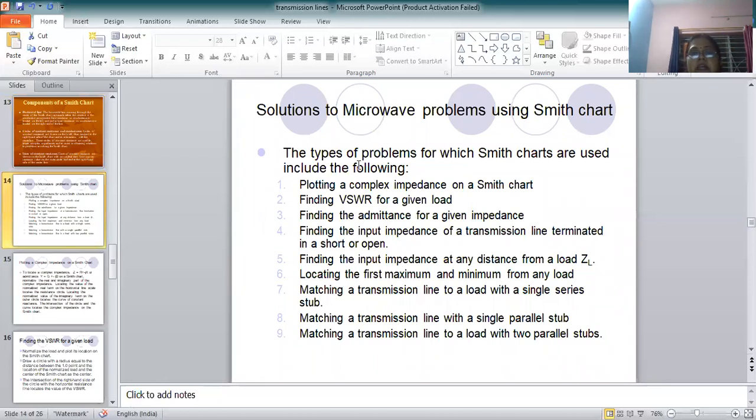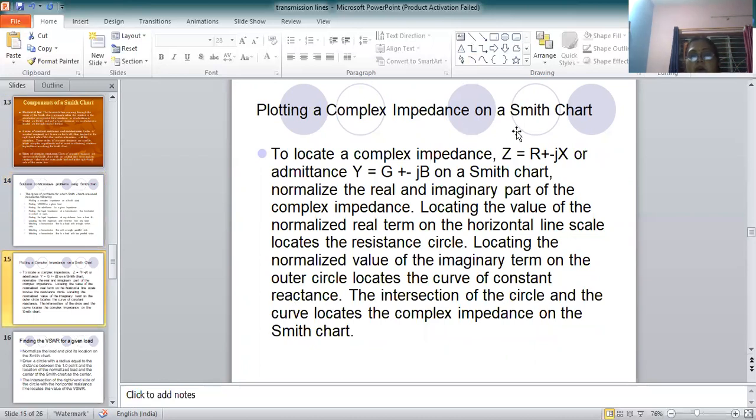These are the types of problems for which Smith charts are used, and they include the following: plotting a complex impedance on the Smith chart, finding VSWR, finding the admittance, finding the input impedance, locating the first maximum and minimum, and matching transmission lines with single and parallel stubs. Plotting the complex impedance on the Smith chart, we can locate a complex impedance and admittance on the Smith chart.